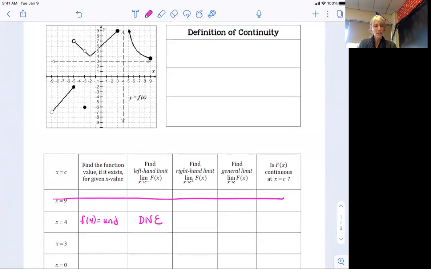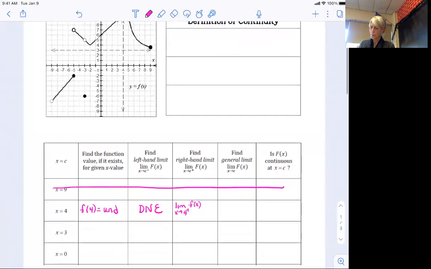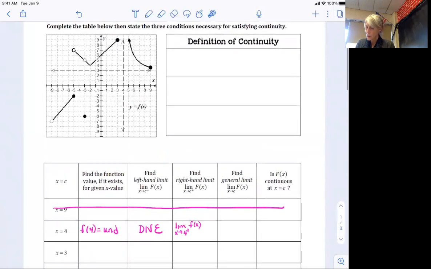Find the limit as x approaches 4 from the right. Okay, so maybe I should write that down. This is what we're actually doing. I should have written it down in the other box. So the limit as x approaches 4 from the right. Now this time, if I go up to my function, I notice my arrow is heading towards positive infinity. So this limit is positive infinity.